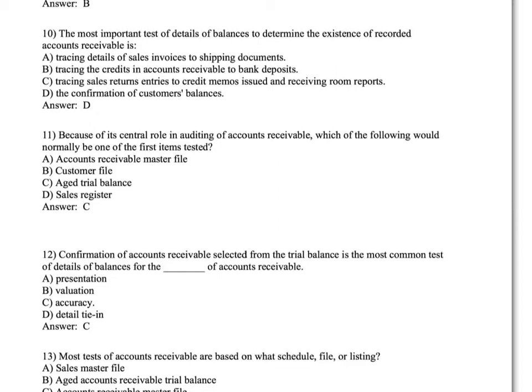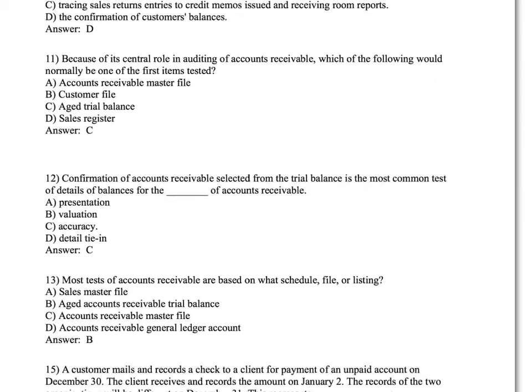Number 12, confirmation of accounts receivable selected from the trial balance is the most common test of details of balances for the accuracy of accounts receivable. So again, these confirmations are also testing the accuracy. Is what they say the accounts receivable balance owed, is it accurate? Is the amount accurate? And of course it counts what it exists. So these confirmations are covering multiple assertions.